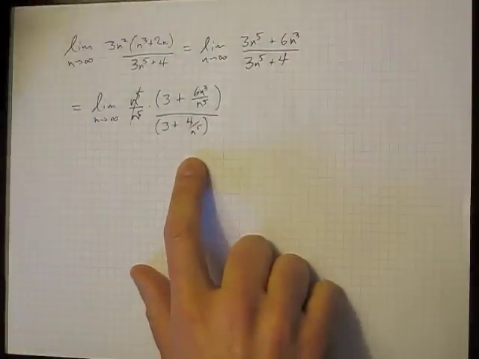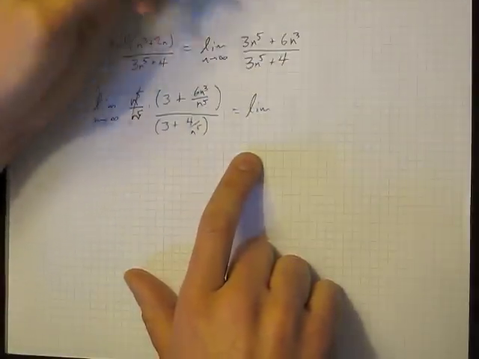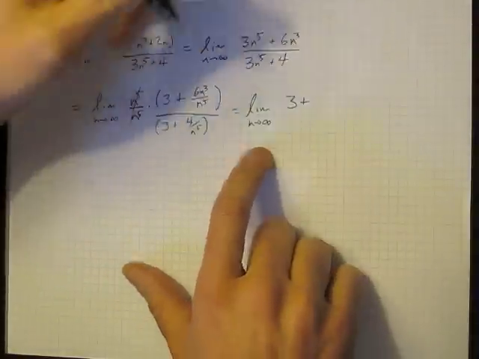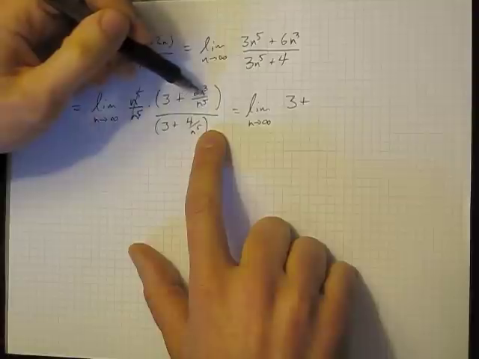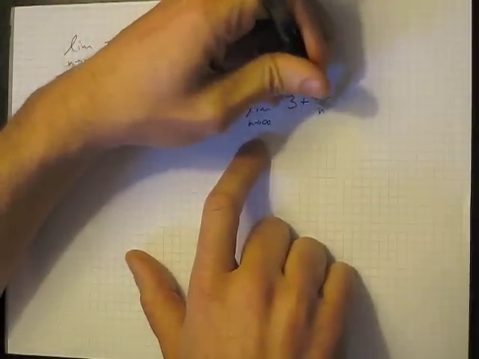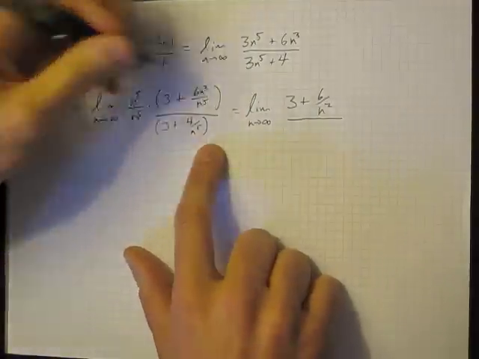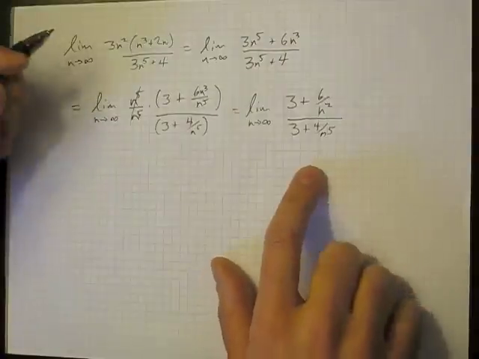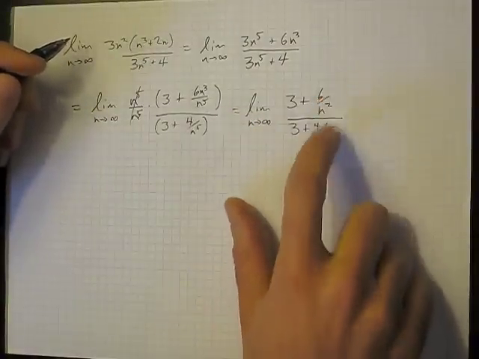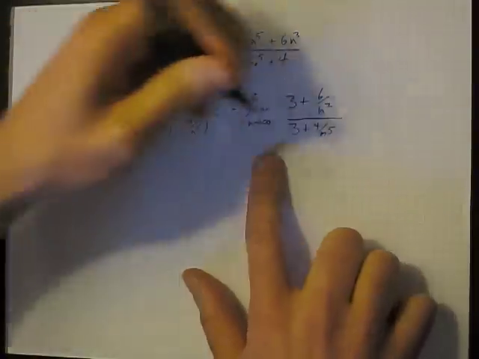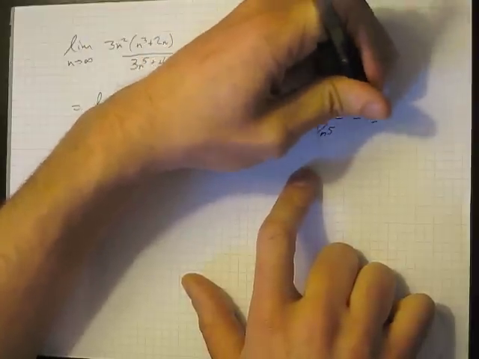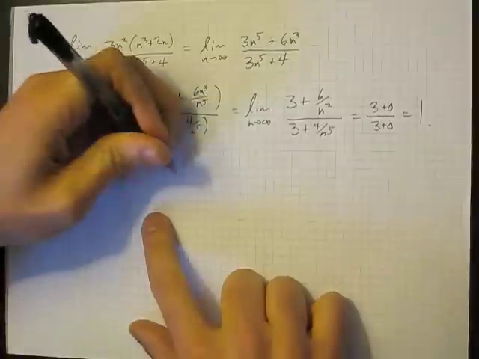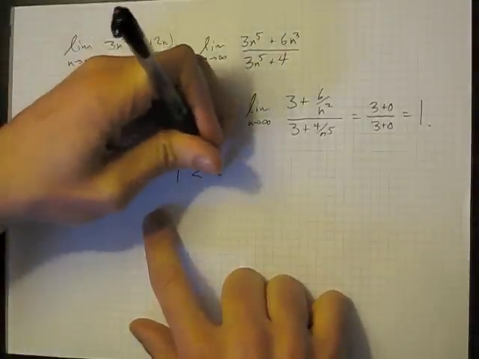Those cancel each other. And we're looking at the limit of the following expression. So 3 plus on the top, I've got 3 copies of n here and 5 here, so that leaves us 6 over n squared. And then here I've got 3 plus 4 over n to the fifth power. As n goes to infinity, these two fractions right here will go to 0. So this limit is just 3 over 3. So it's 3 plus 0 over 3 plus 0, which is 1. 1 is positive and finite.